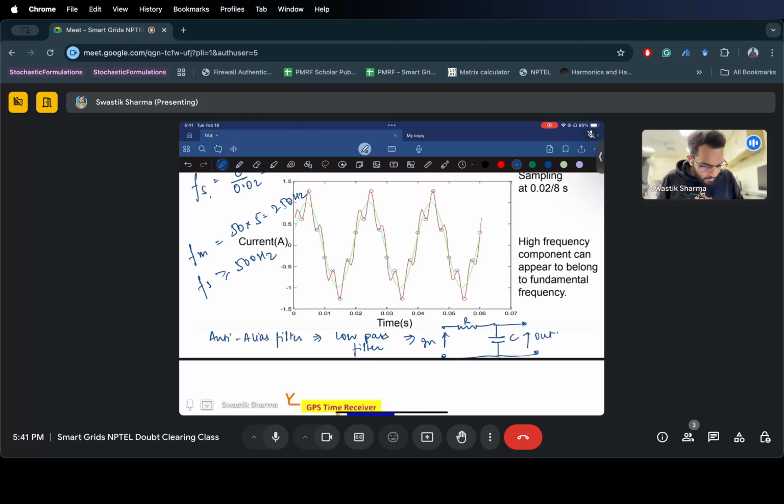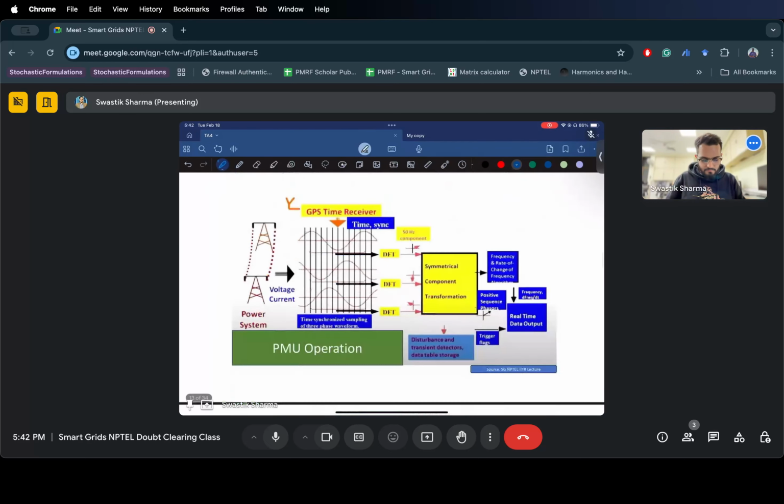It is so because at higher frequencies, since your reactance is equal to 1 upon omega C, the capacitor becomes a short circuit, so there is no output in the signal, right? But at low frequencies, there is some impedance and you have some output at your terminals, right? And that is why the RC circuit is a low pass filter.